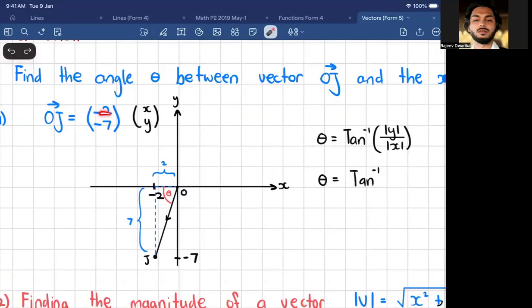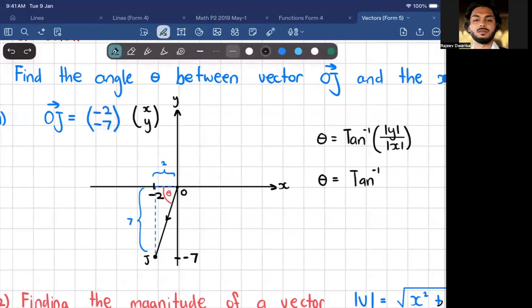So you see how we have -7? The absolute value of -7 is just 7. So on the inside, we're going to write +7, and instead of writing -2, we're going to write +2 and plug that into the calculator and you'll get your answer. Understand? And you can do this for all the questions.